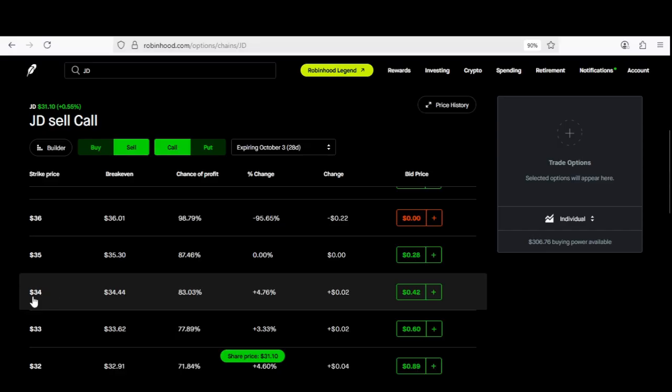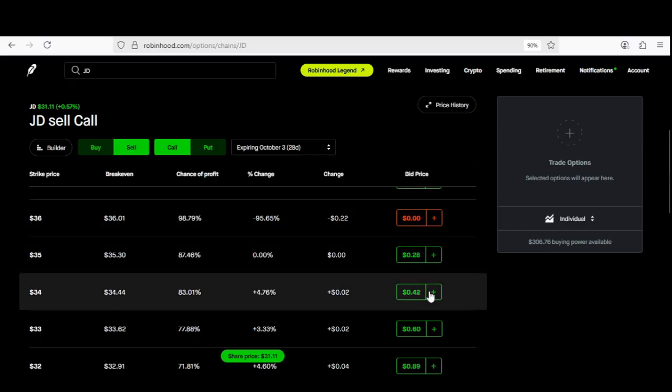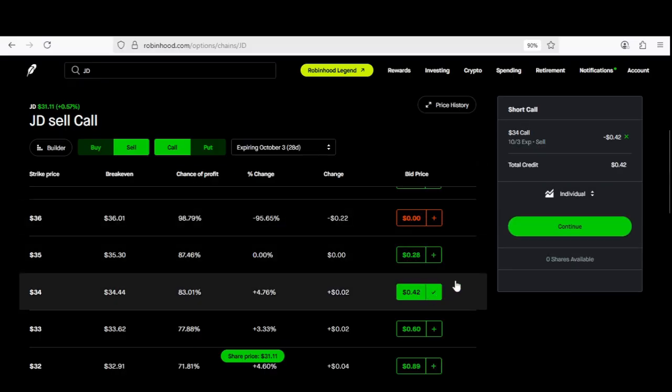So with the $34 price now, I'm going to be receiving money. The money I'm going to be receiving is based on me acquiring the leaps option in my portfolio because that's what I'm going to be using as collateral to do this sell call. Another name for sell call is going to be covered call. So let's go ahead. We're going to select the $34 strike price.